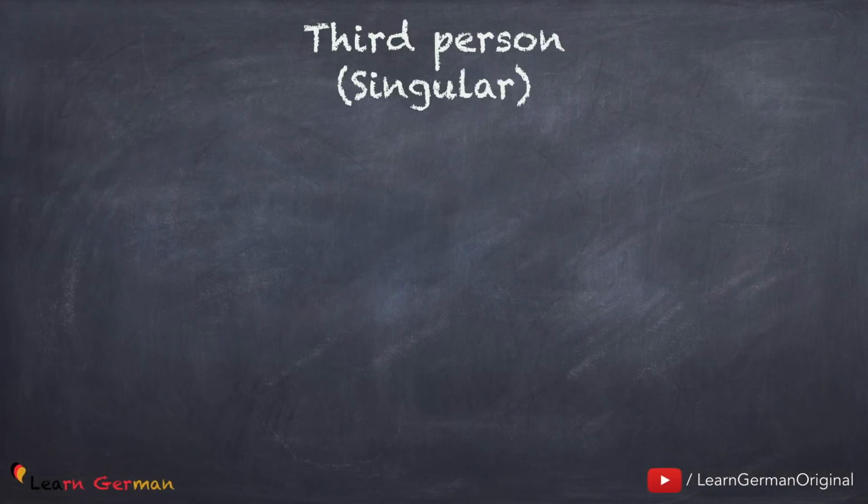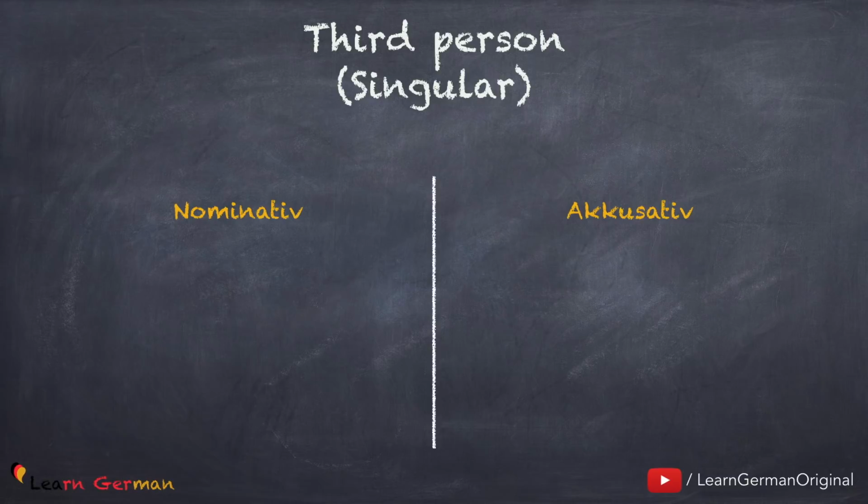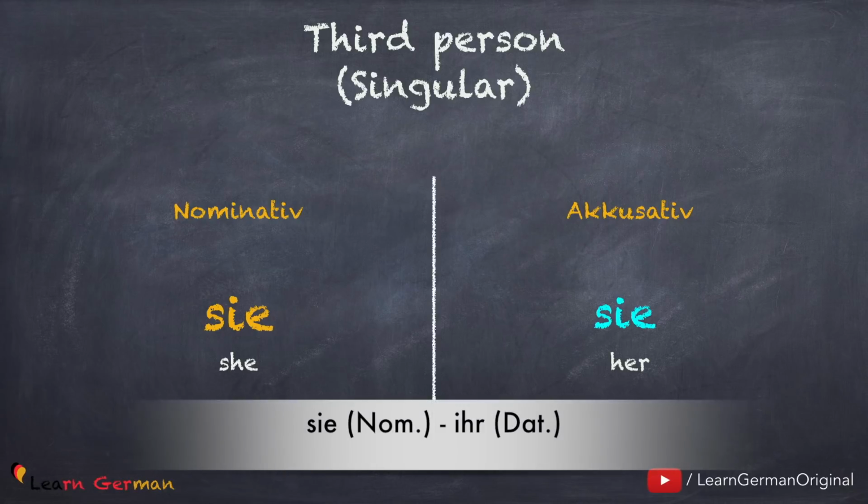Sie is a personal pronoun used for feminine third person in singular. In Nominativ and im Akkusativ, sie remains the same. In the nominative case, sie will be the subject, whereas in the accusative case, it will become the object. In Dativ, this sie changes to ihr.